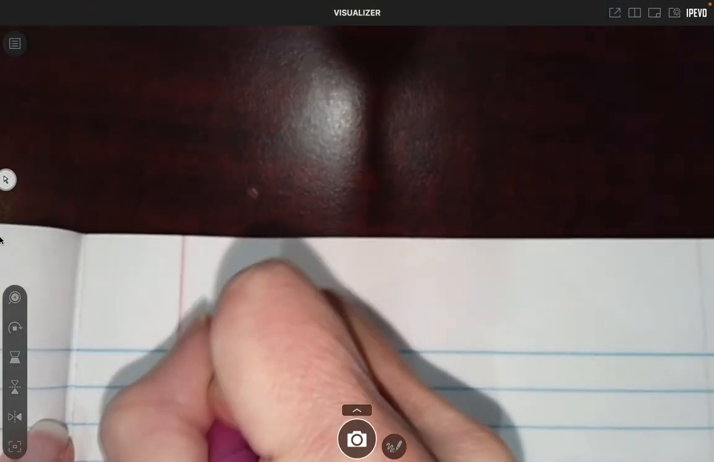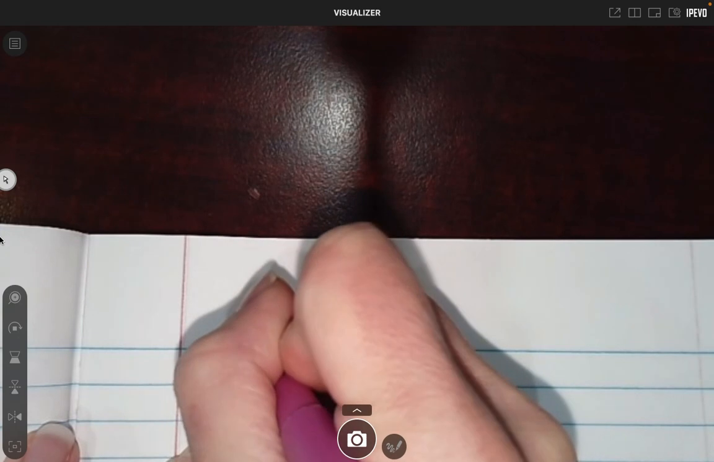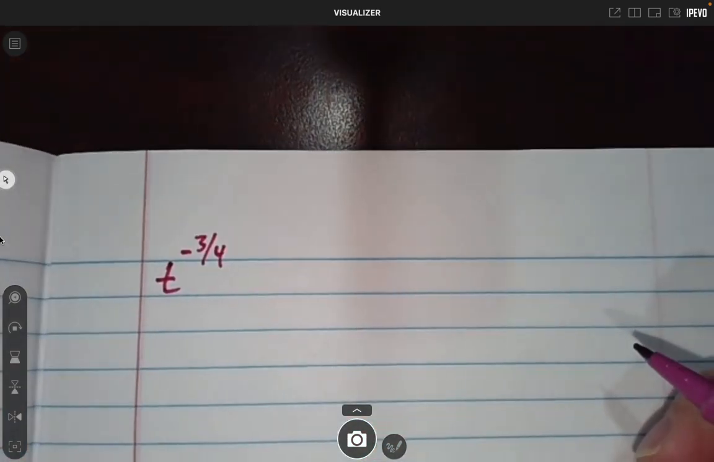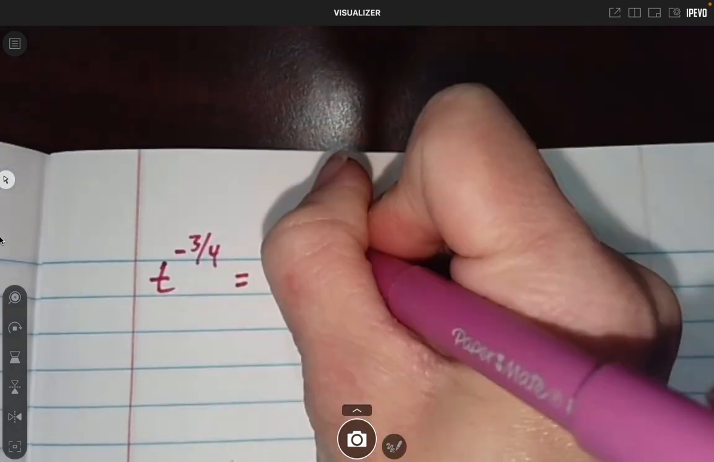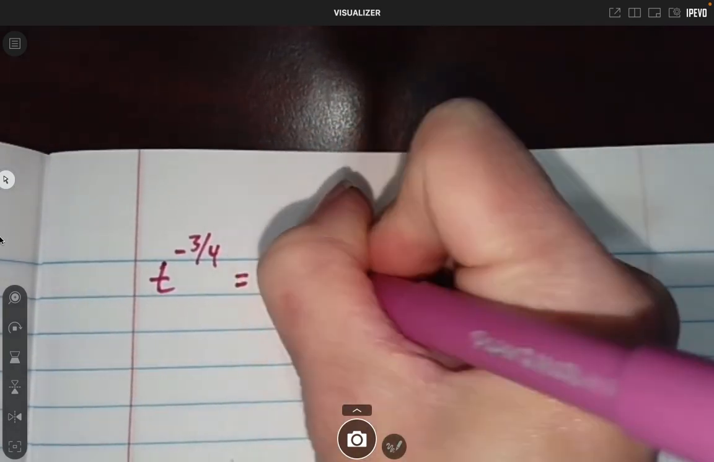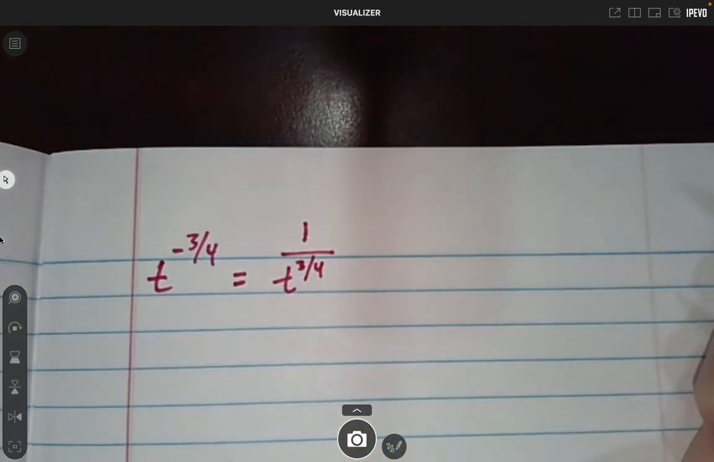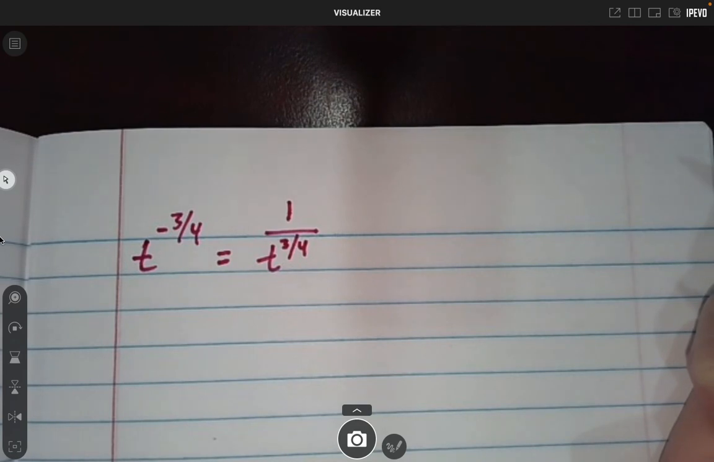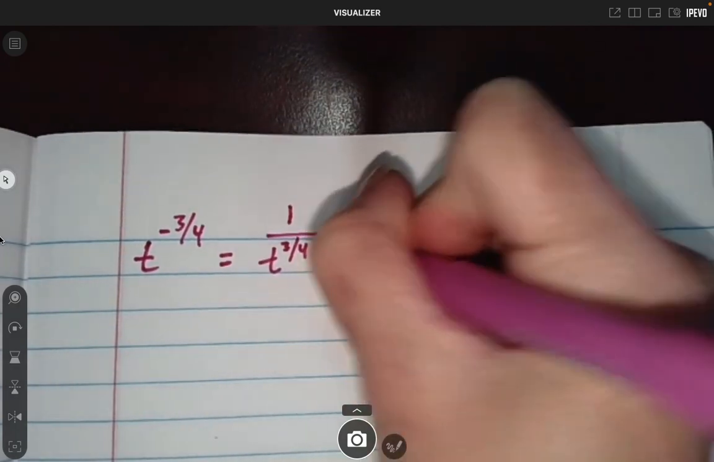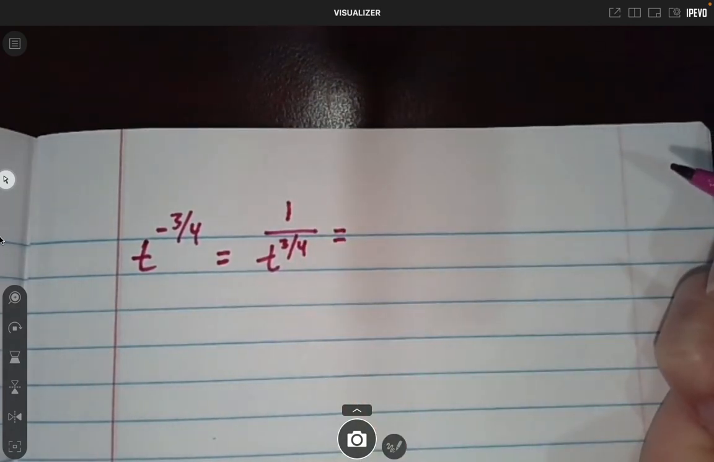T to the -3/4. So what I would do is put it in the denominator first. Is everybody okay with that part? T to the 3/4. Just put a 1 over it. Everybody's good? It doesn't want it in the square root thing. It does. So we're about to do that.